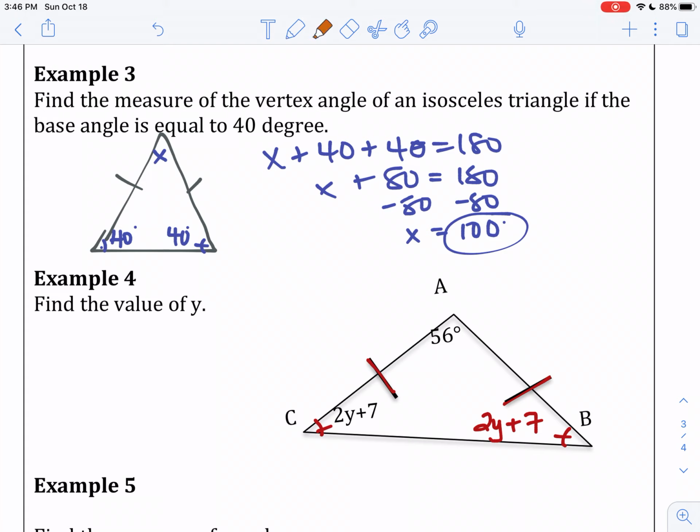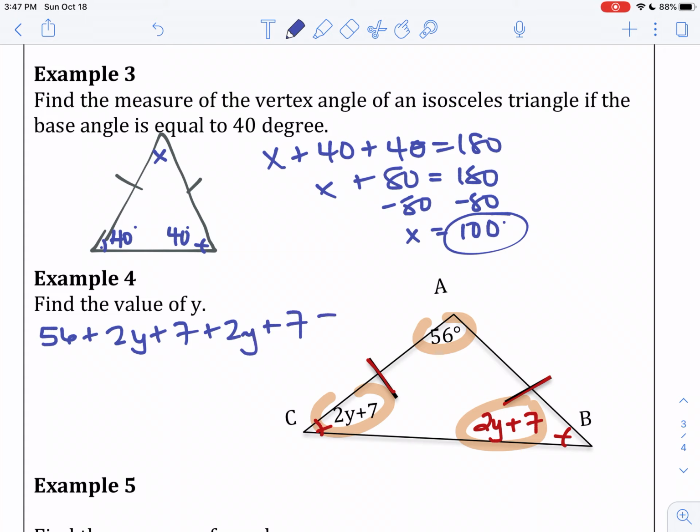So to solve for the value of y, I know that all three angles have to add up to 180. And since I've been going through each of these problems in terms of algebra, it's going to be the same deal. So 56 degrees plus 2y plus 7 plus 2y plus 7 equals 180. If you wanted to set it up using the distributive property, alternatively you could have said 56 plus 2 times (2y plus 7) equals 180. It's going to get you to the same place.